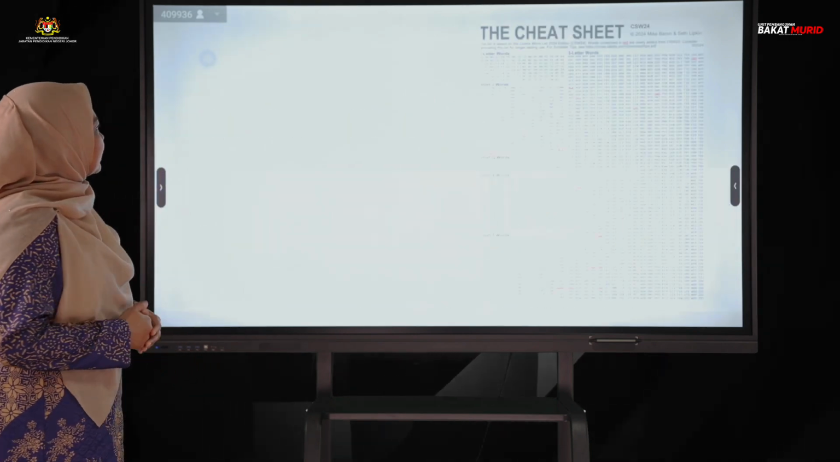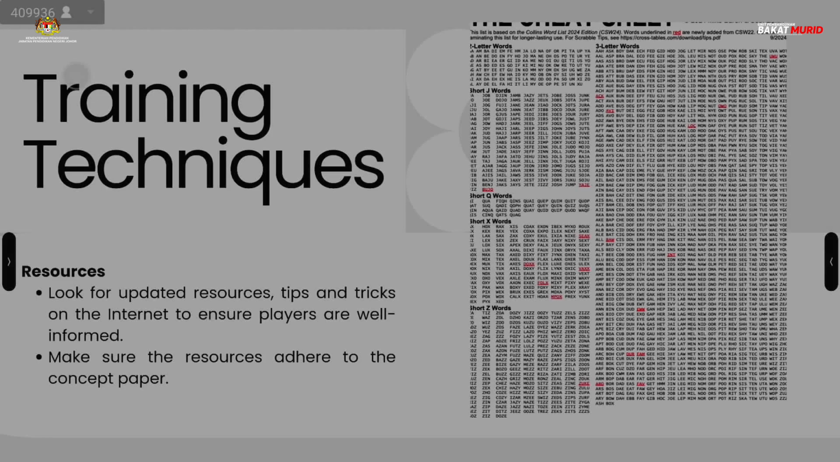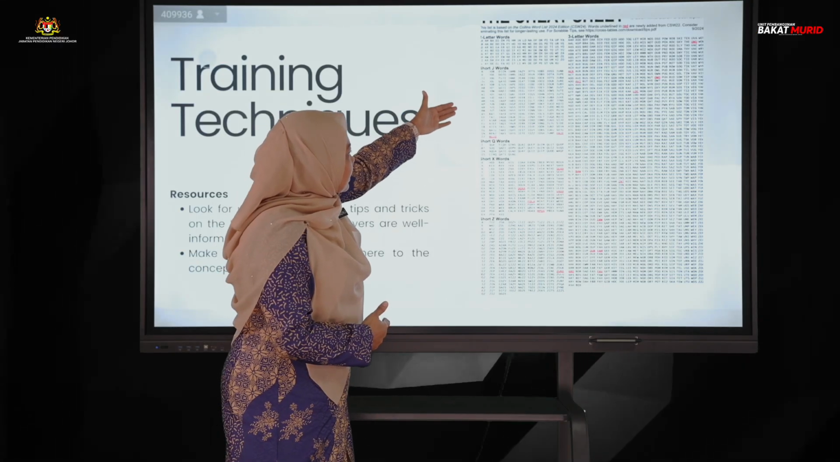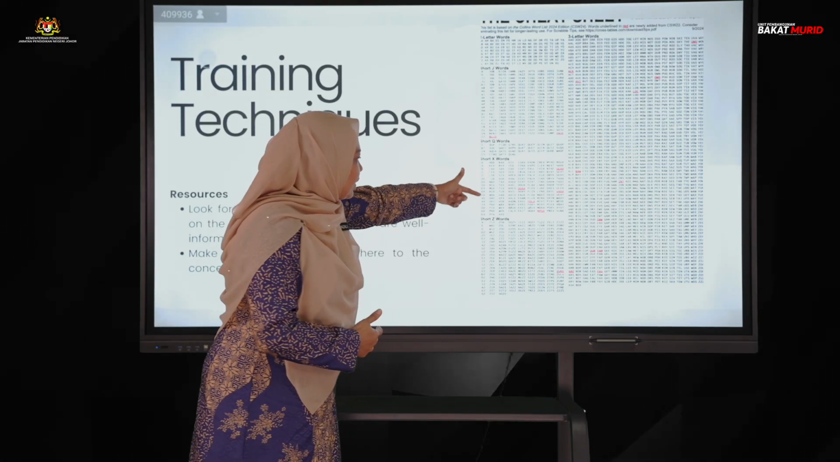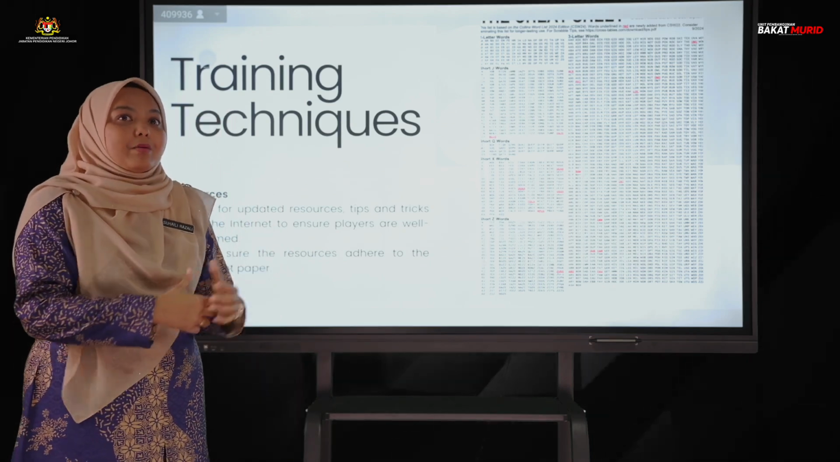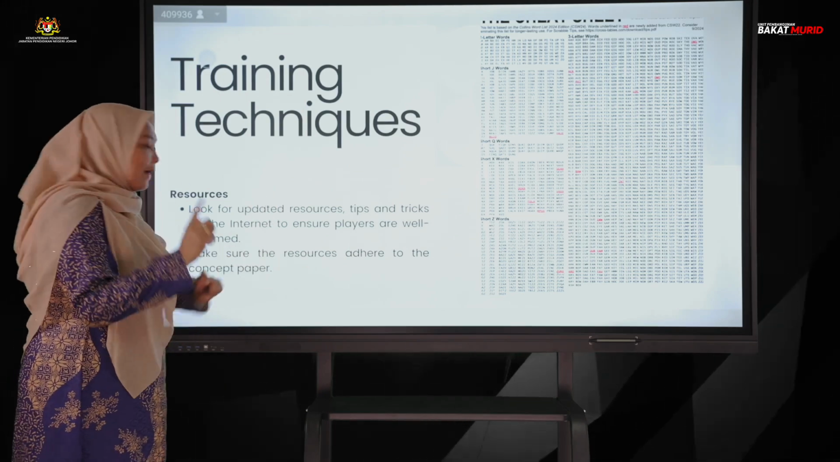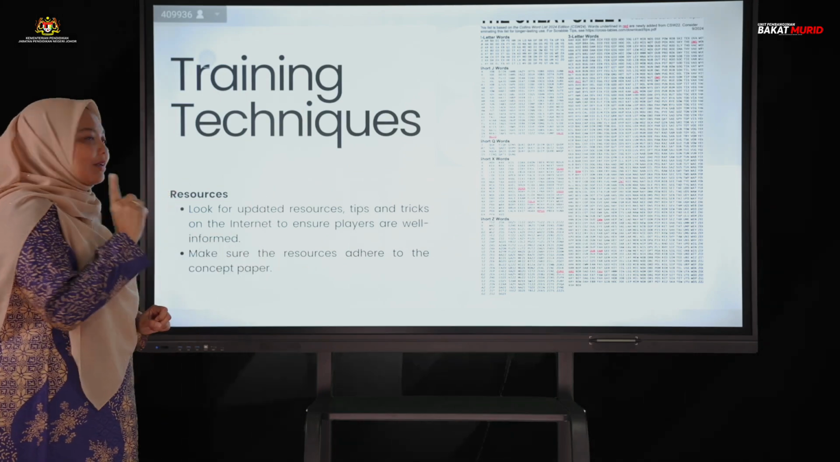Next, we go to the next slide with the training technique. We come up with the cheat sheets. Look for updated resources, tips and tricks on the internet to make sure the players are well informed. If you can see these 2-letter words, 3-letter words, Q words, X words, Z words. In order to conquer, or maybe you want to win this competition or this game, you have to look at these tricks. Make sure also the resources adhere to the concept paper.